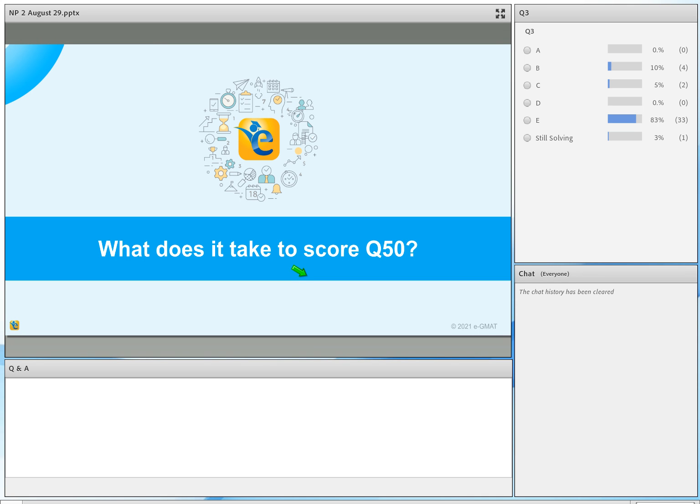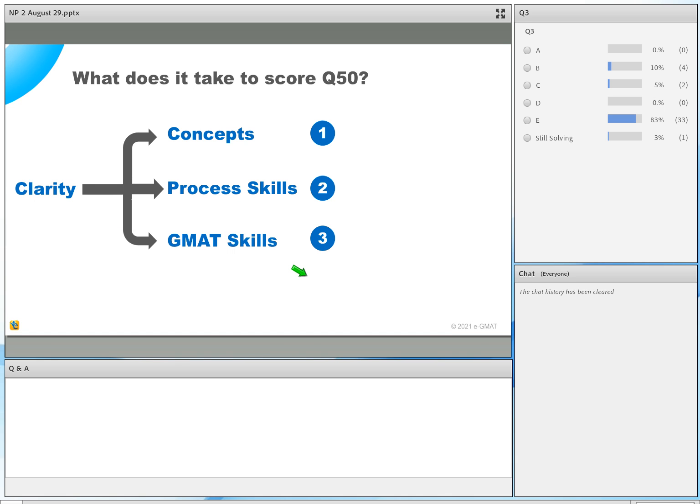But before that, let me tell you what it takes to score a Q50. What do you need? You need clarity in your concepts that you built in the warm-up stage. You need process skills, the skills to translate what the question is giving into what you want. The previous questions where, when n is divided by this, that is the remainder, it was all English. You translated it into an equation, the DNR equation. That brought English to math. It was a process skill.